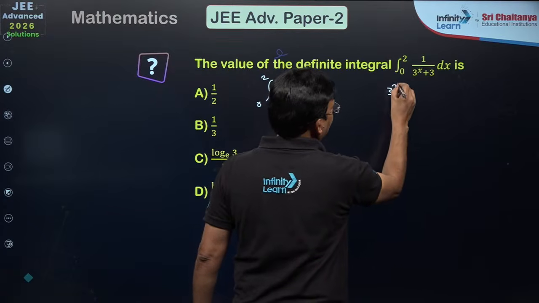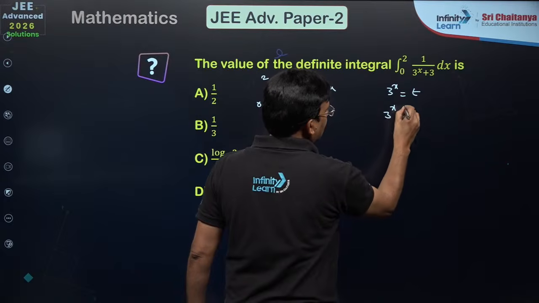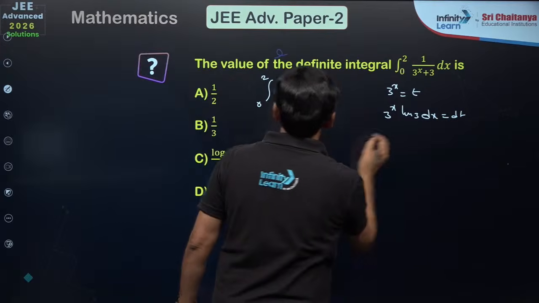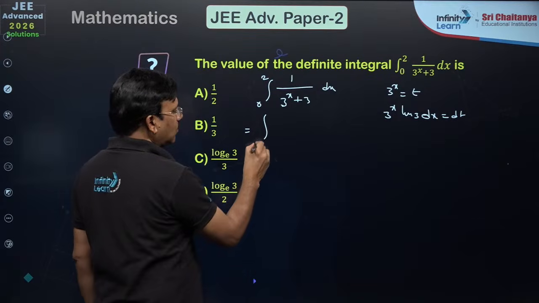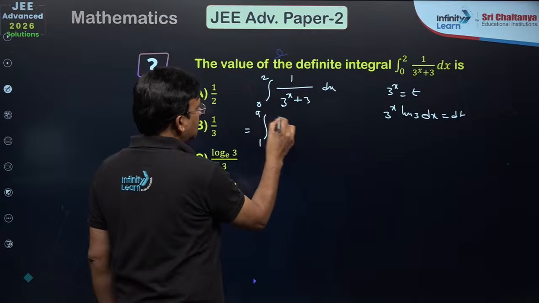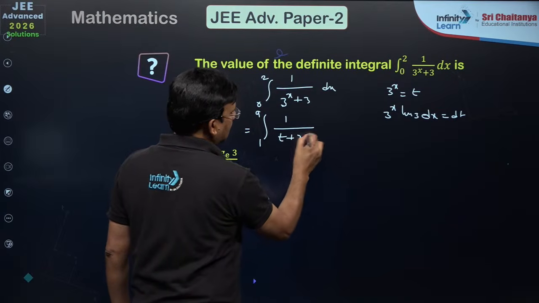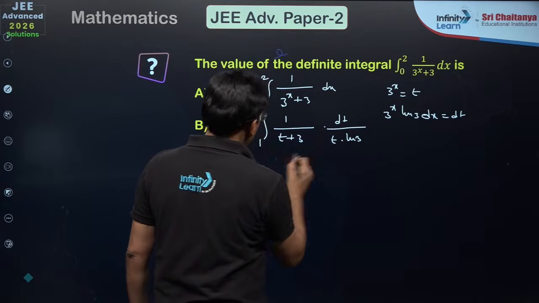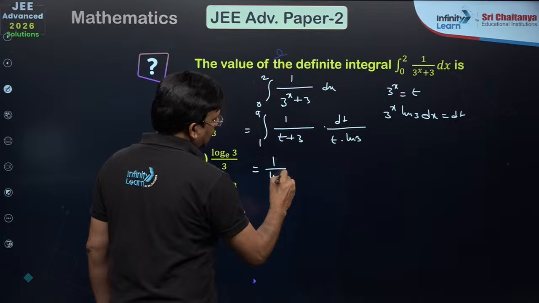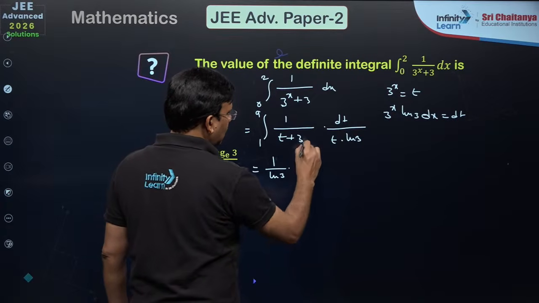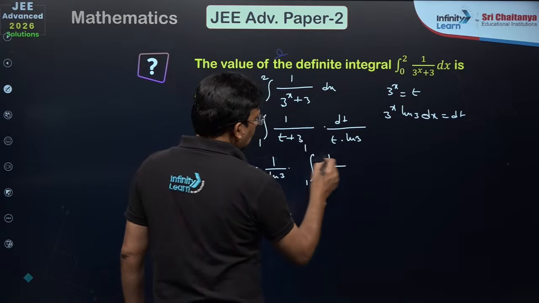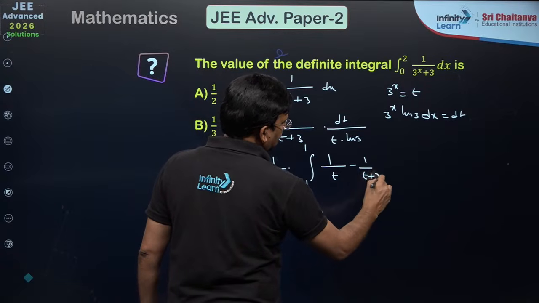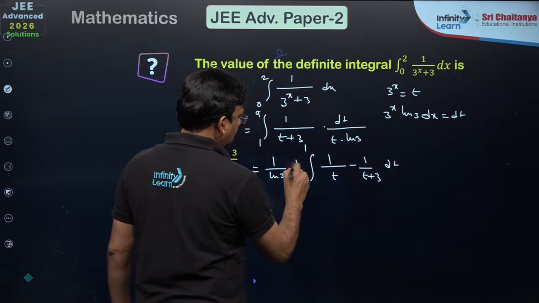Simply you take 3 power x as t, and hence 3 power x into log 3 into dx is equal to dt. So when x is 0, this is 1, when x is 2, this is 9. 1 by (t plus 3) into dx is dt by t into ln 3. So 1 by ln 3 into integral 1 to 9, this is 1 by t(t plus 3). See, 1 by t minus 1 by (t plus 3) into dt, and 3 comes here.